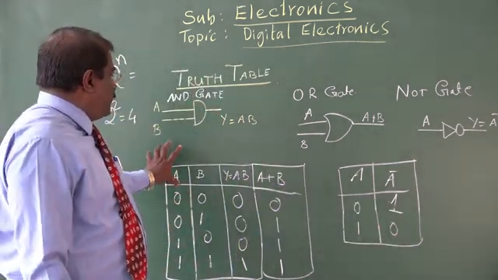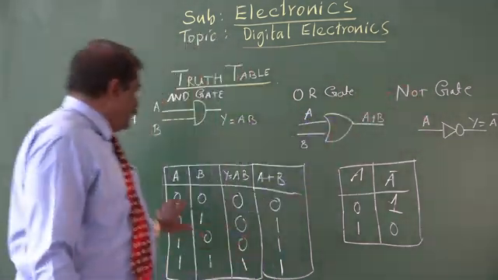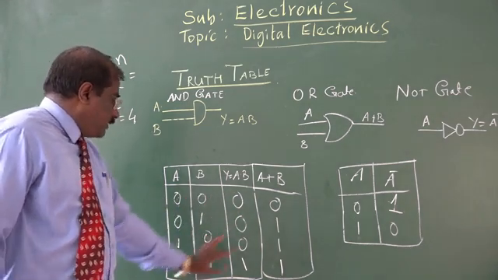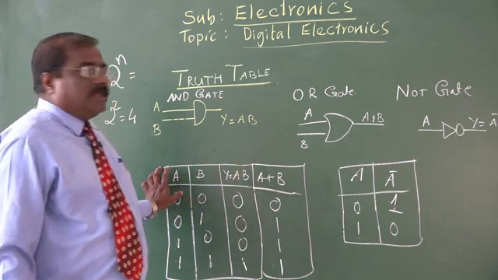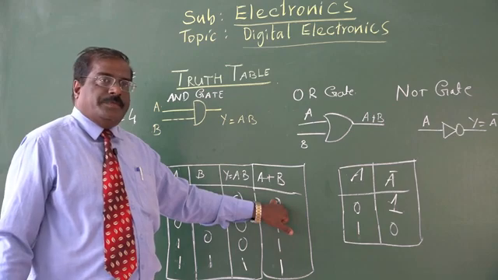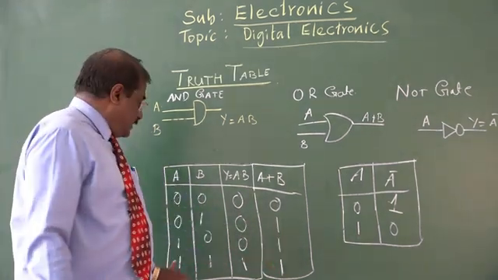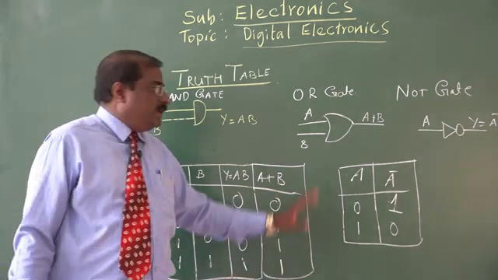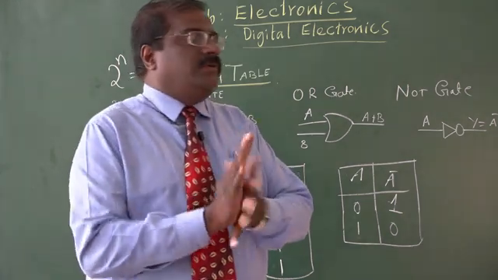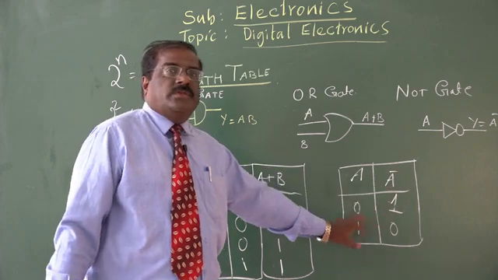Once again, the AND function, OR function, and NOT function. AND gate: 0 0 gives 0, 0 1 gives 0, 1 0 gives 0, 1 1 gives 1. The OR function: 0 0 gives 0, 0 1 gives 1, 1 0 gives 1, and 1 1 fetches you 1. Whereas the NOT function is complementary. Whatever you give, the output is just the opposite in nature, either 0 to 1 or 1 to 0.